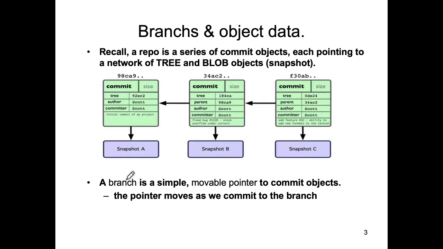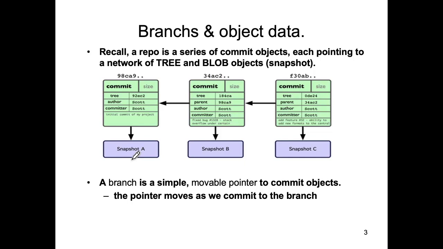Now, we know a little bit about the internals of the Git repository. It consists of all of these objects. And so what I'm representing here are commit objects, and each commit object is pointing at a mini network of tree and blob objects. So we've got some sense of that from this week's lab.